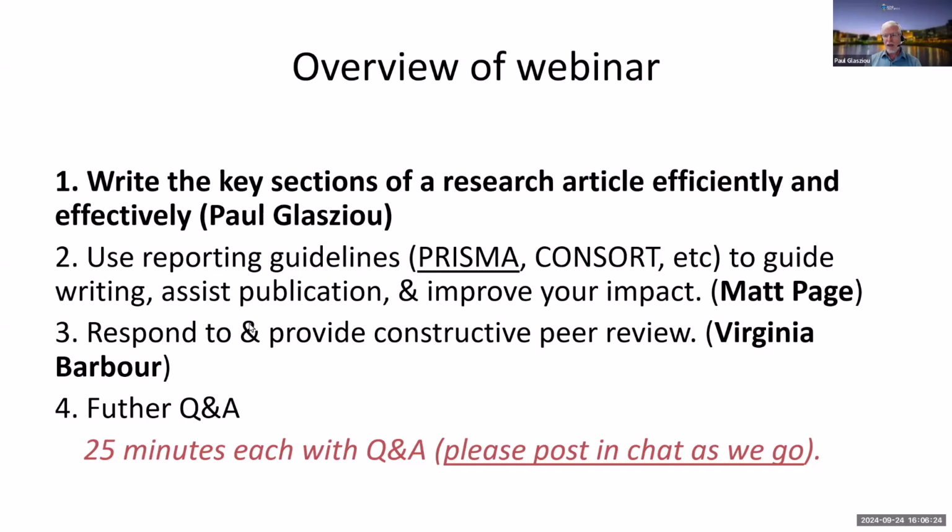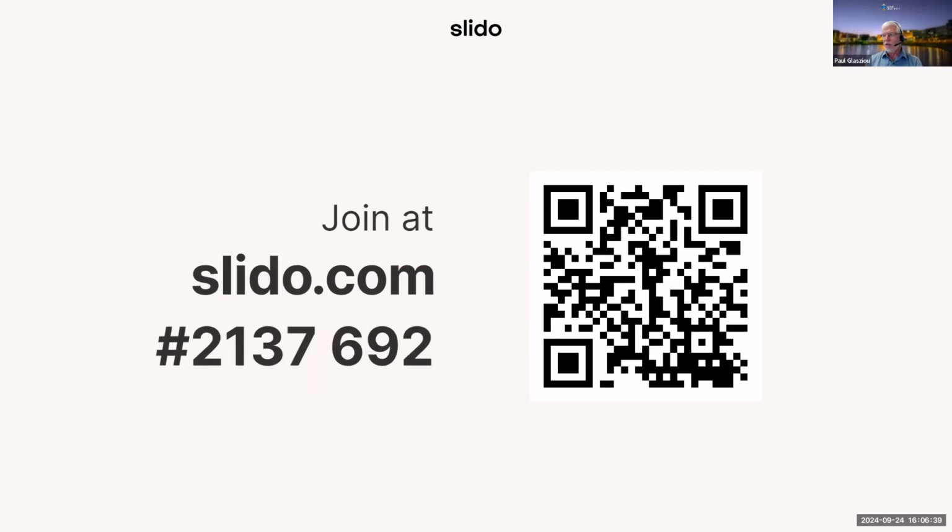It does. Excellent. So as Tammy said, I'm going to start by talking about writing the key sections of a research article and how you might go about trying to write that efficiently and effectively. I thought I'd begin though with a Slido. So if you go to slido.com and fill in that number or use the QR code. I'm going to do a couple of these. So this is just a first test one to go through. If everyone can get that up first of all.